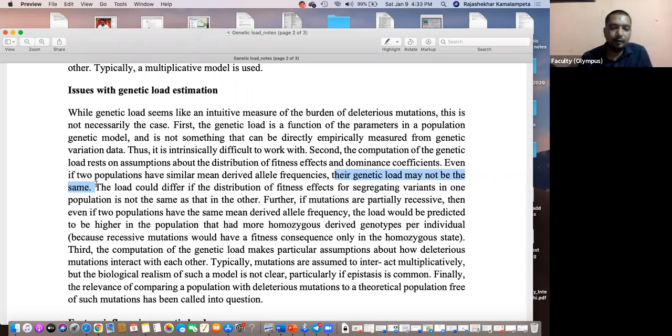Okay, the load could differ if the distribution of fitness effects for segregating variants in one population is not the same as in the other. So we don't know what is the impact of segregation. So just merely calculating load will not give us the actual number, because inherently there is something else going on in that population which cannot be calculated. So there is a problem. There is a problem in estimating the genetic load.